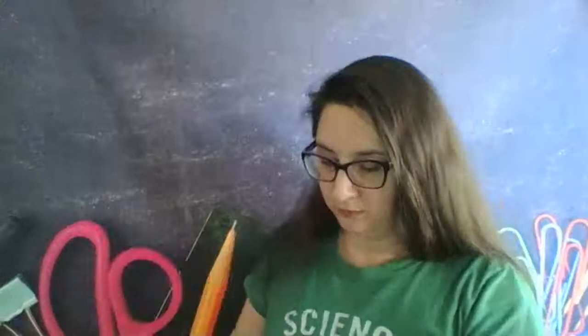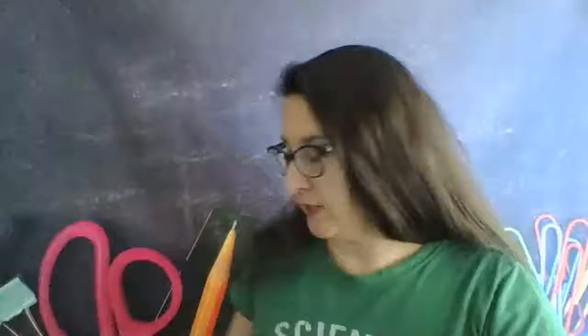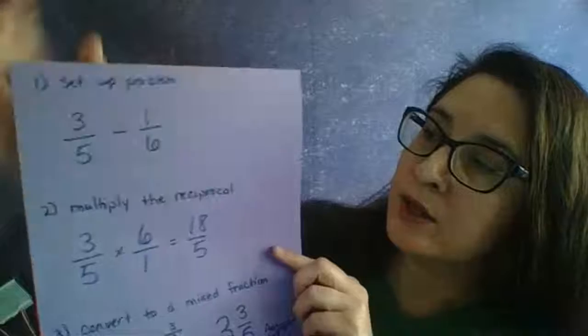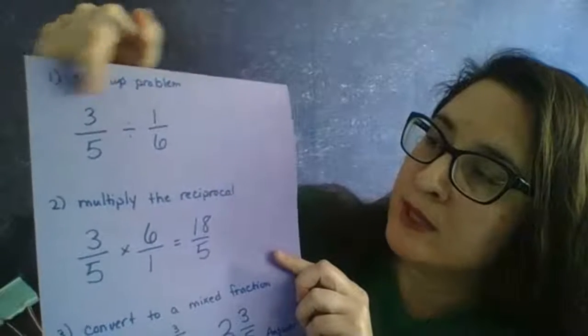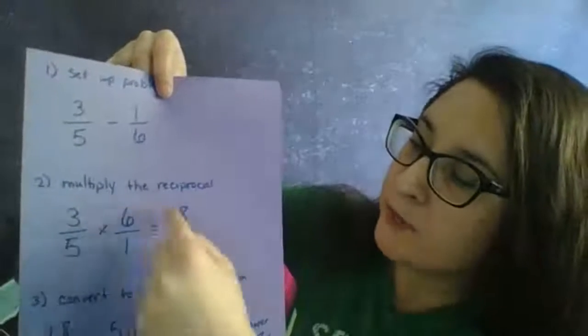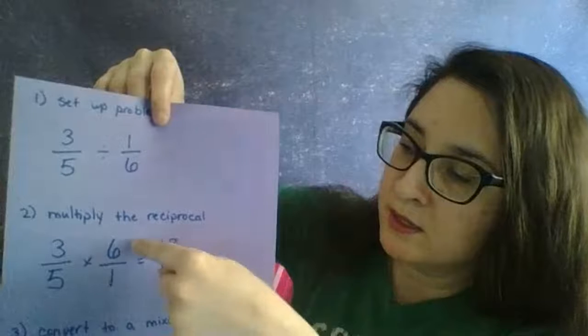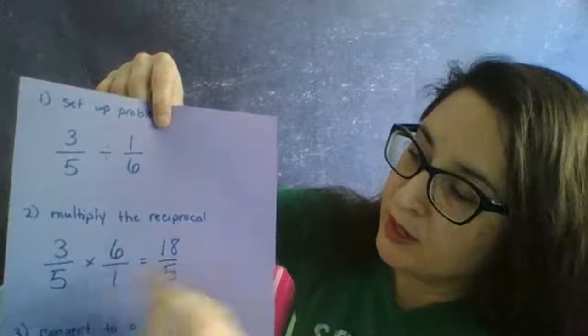7/8 and 1/3. Oh, wait. Okay, I did the wrong one. We're going to do 3/5 and 1/6. And just like all the others, set up your problem. 3/5 divided by 1/6. Step number 2, multiply by the reciprocal. 3/5. The reciprocal, I flipped it, so now I have 6 over 1.